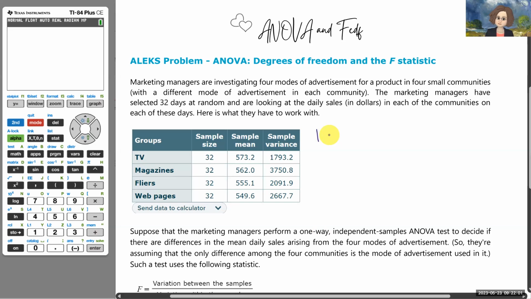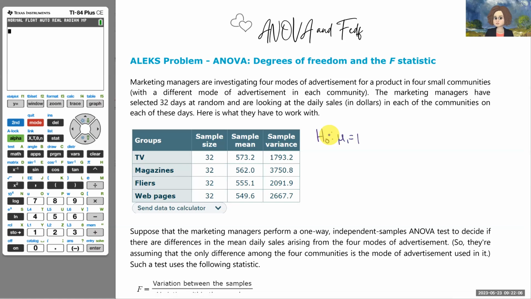So the null hypothesis in ANOVA would be that these population means, so the mean daily sales for the different modes of advertising, are all the same, versus the alternative would be that they're not all equal. Another way to say that would be at least one mean differs from the others. So the alternative is just written in English here. So at least one mean differs from the others.